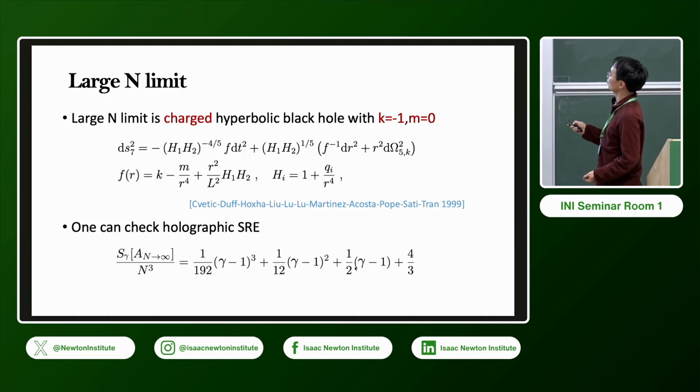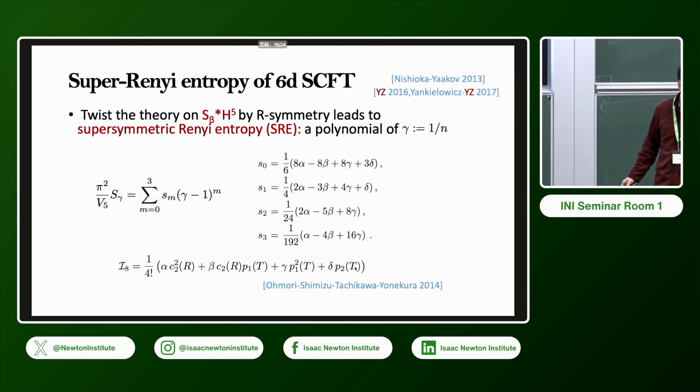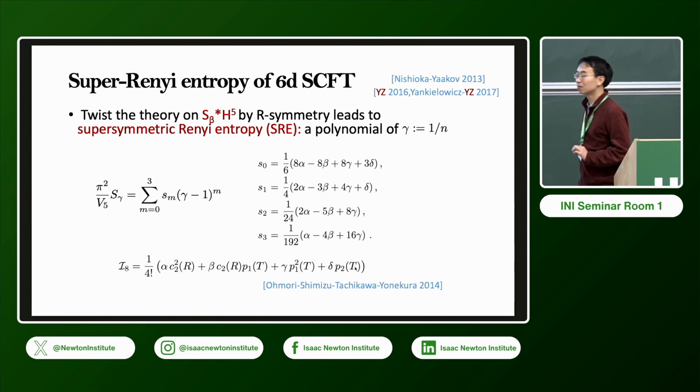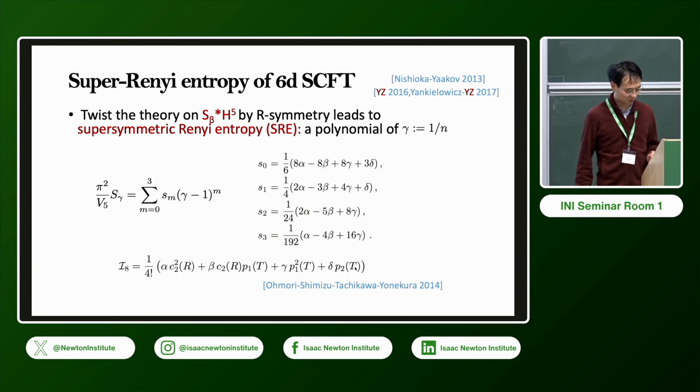So there's a simple solution. You can compute from this solution the twisted Rayleigh entropy. You find this result. Then you can immediately check this result. In particular, all these coefficients precisely agree with the previous formula. So actually, this formula is claimed to be true for any 6-dimensional superconformal field theory with (1,0) supersymmetry.